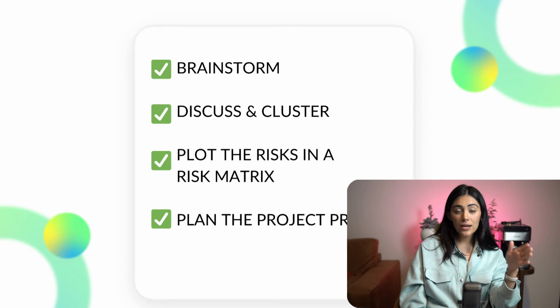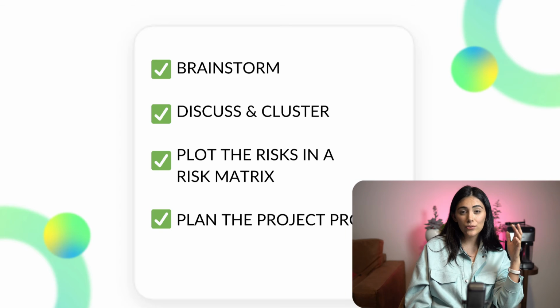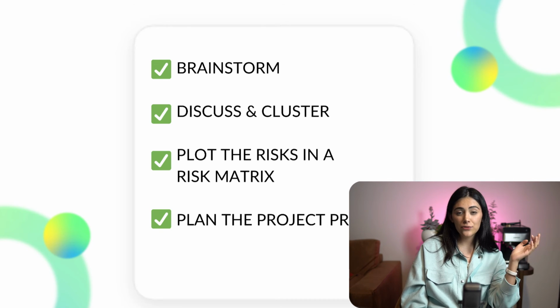Now let's do a quick recap of everything we've learned. Step 1. Brainstorm hopes and fears with your team on a whiteboard. Step 2. Discuss the hopes and fears everyone has and find solutions for each of them. Step 3. Plot your risks in a risk matrix using apps like Hedge for Jira. Step 4. Plan your project properly.